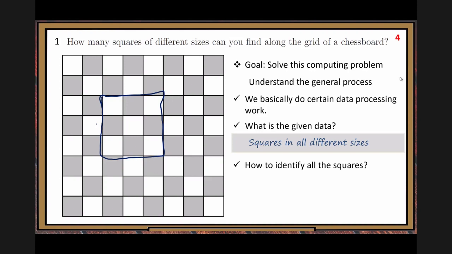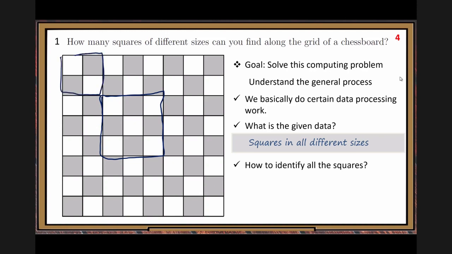Next question, how to identify all the squares? We need to keep track of all the squares. For example, 1 by 1 is easy, right? How to keep track of all the 2 by 2 squares? Do not miss any 2 by 2 squares.